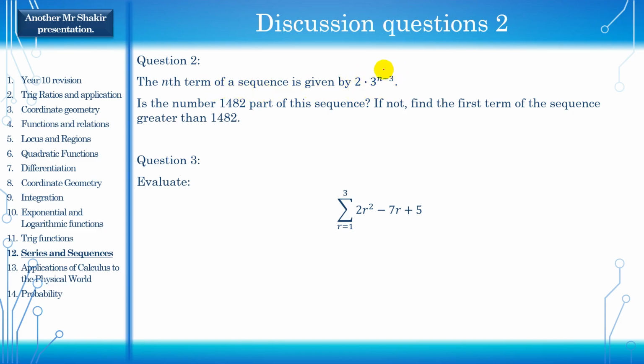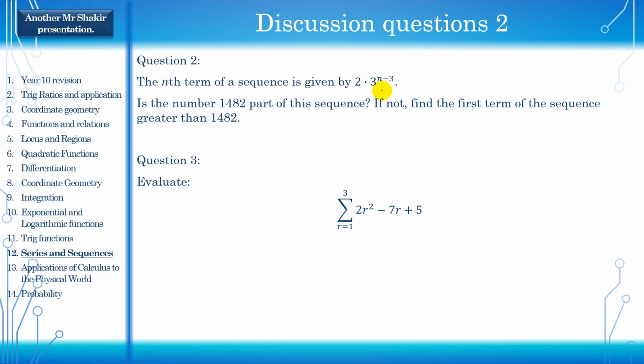Now, that gives us a certain value. We're saying, is 1482 part of this sequence? Well, you just sub in stuff, guess and check, really. You could solve using logs, but I'm just going to assume for the time being that you haven't done logs yet. When you've done logs, this is really easy. You solve for that. Very easy. But let's just use guess and check. It's a valid way of solving this question.